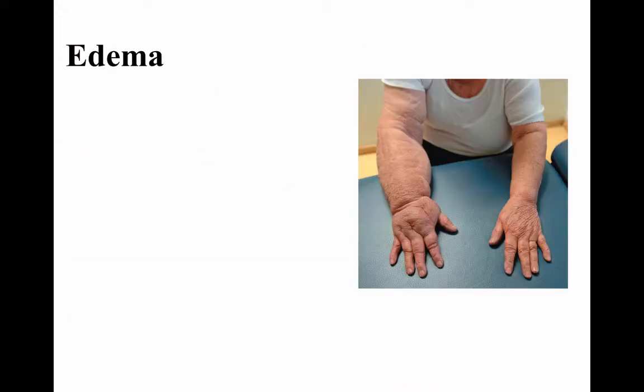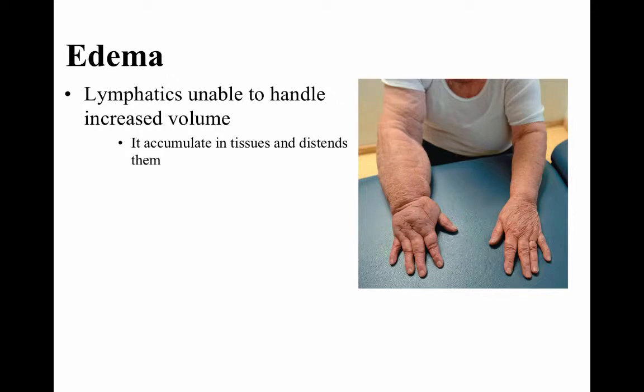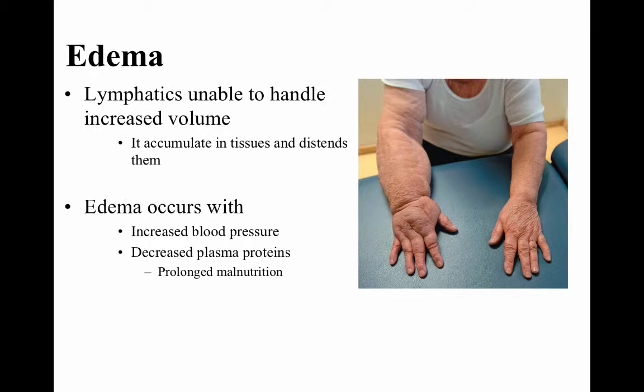We see edema or swelling when the lymphatics are unable to handle increased fluid volume in the body, and we can see this fluid accumulate in tissues and then distend the tissues. Edema can occur with increased blood pressure, where there's too much fluid being pushed into the tissues, as well as decreased plasma proteins in the bloodstream that we would see from prolonged malnutrition. Not having these plasma proteins reduces osmotic pressure and doesn't pull as much water into the bloodstream. It leaves that fluid in the cells.